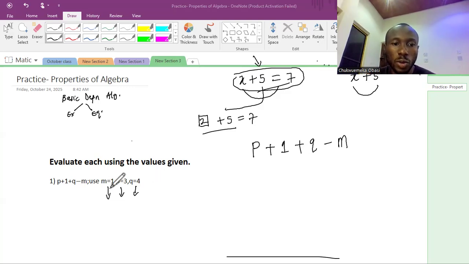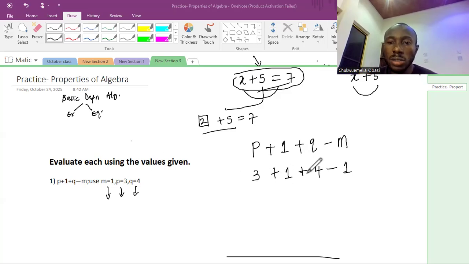So let's start out with P. P is 3, so you plug in 3 right here, and we have plus 1. Q is 4, we plug in 4 right here, and M is just 1, minus 1. So we have just replaced the variable with the given values.